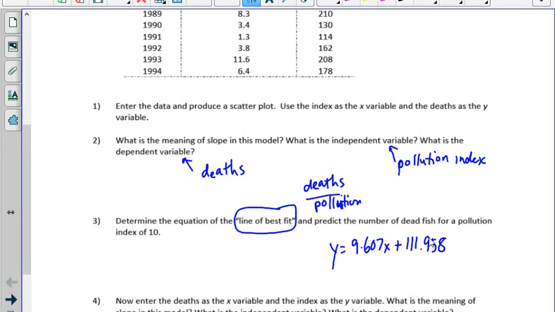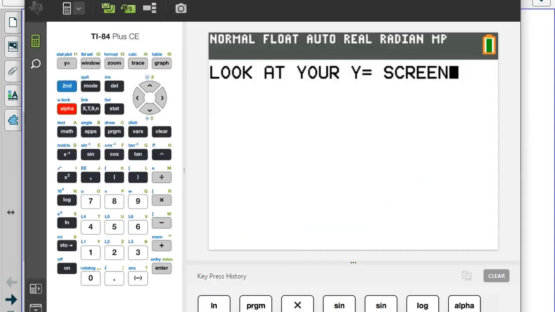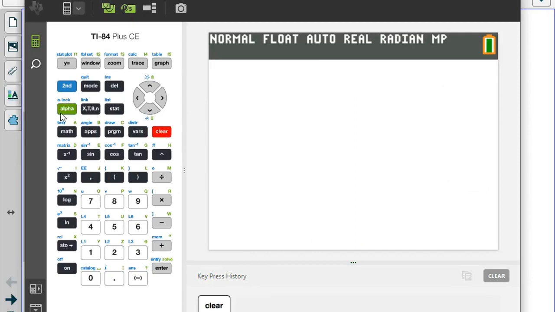So now I'm going to predict the number of dead fish for a pollution index of 10. Since x is the pollution index, I'm going to substitute 10 in for x. Now remember, since we have to round to 3 decimal places on this problem and we rounded here, we would actually be double rounding. So we have to be careful. That's a good reminder. We will look at our y equals screen in a minute.